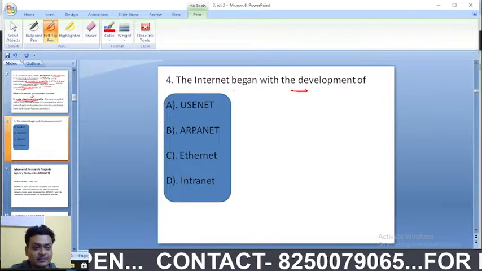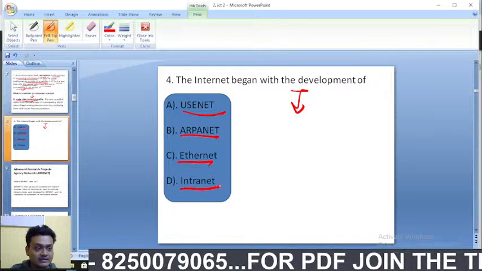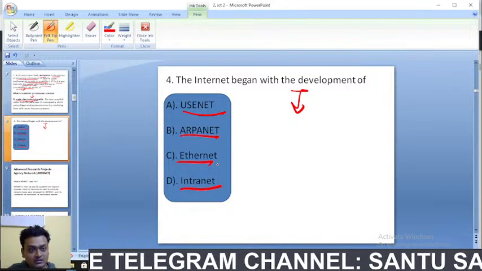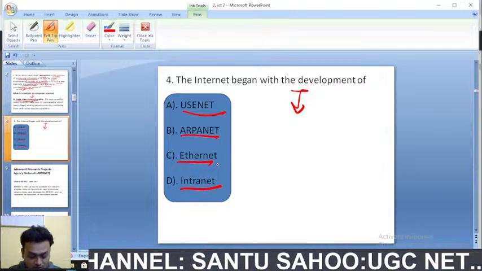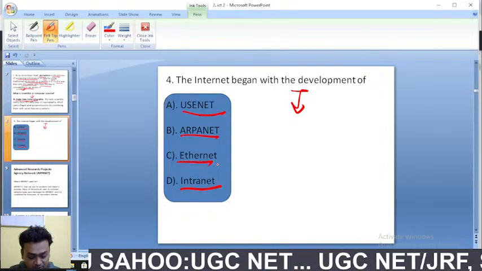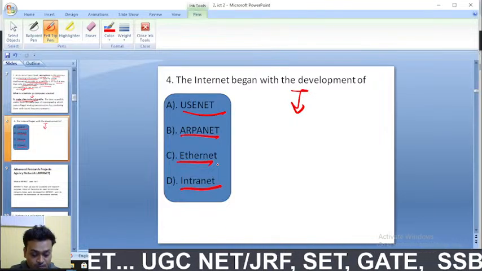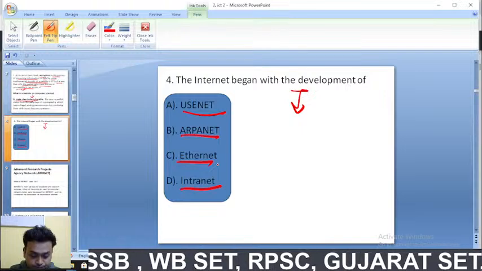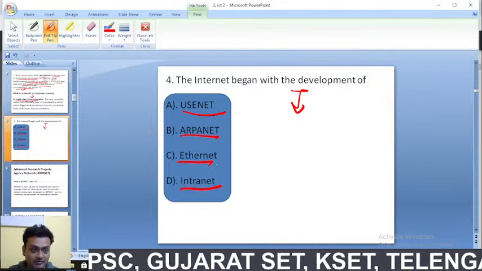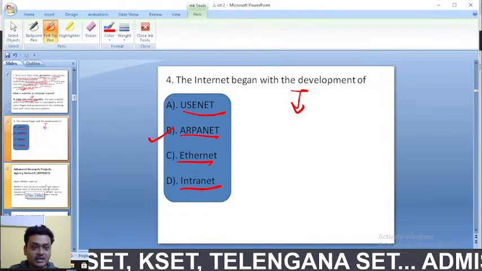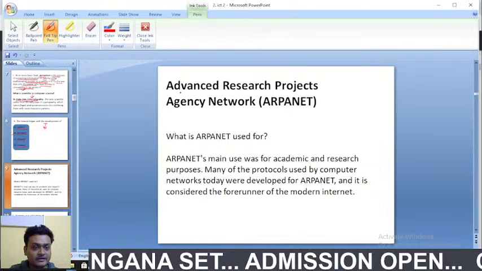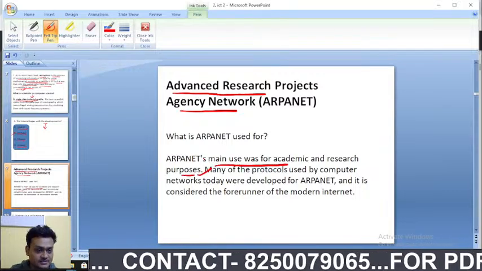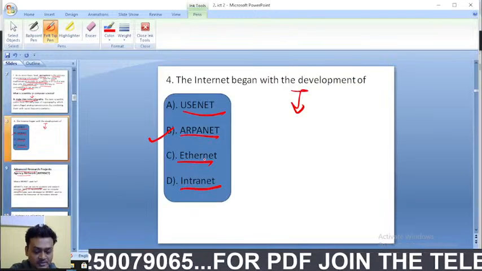The internet began with the development of whom? Usenet, ARPANET, Ethernet, Intranet. And what is the full form of ARPANET? Advanced Research Project Agency Network. The internet began with the development of, got it everyone? Nipa, Archana, Babu, Pramod, Deepa, everyone right? Here is question number 4 on your screen. It's ARPANET. Exactly, it's ARPANET. Internet began with the development of ARPANET, and what is the full form of ARPANET? Advanced Research Projects Agency Network. ARPANET's main use was for academic and research purposes. No, B is the right answer, Babu.